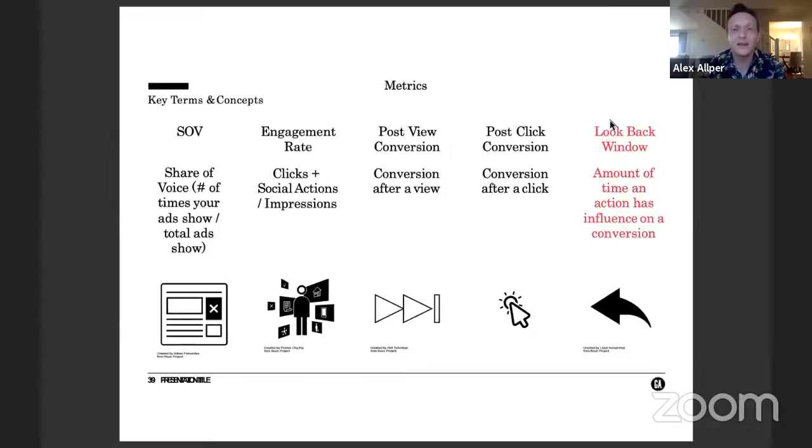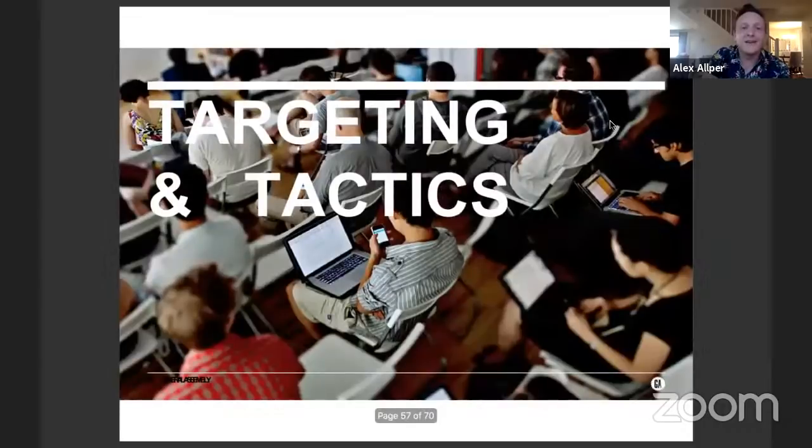Honestly, I have no idea what that is. I'm not going to lie to you. A look back window, amount of time and action has influence on a conversion. I'll look that one up, you guys. I have no idea what a look back window is. Sorry. I could lie to you and be like, oh, this is exactly what it is, but that's not who I am. So sorry about that.